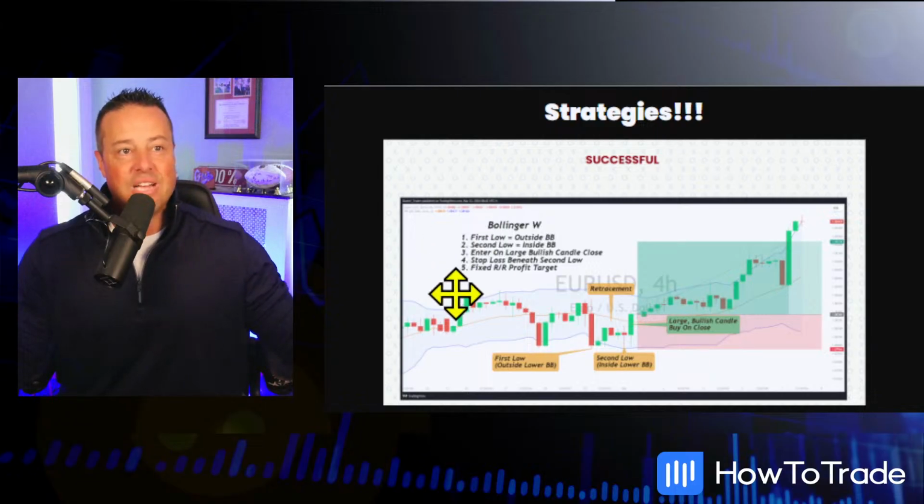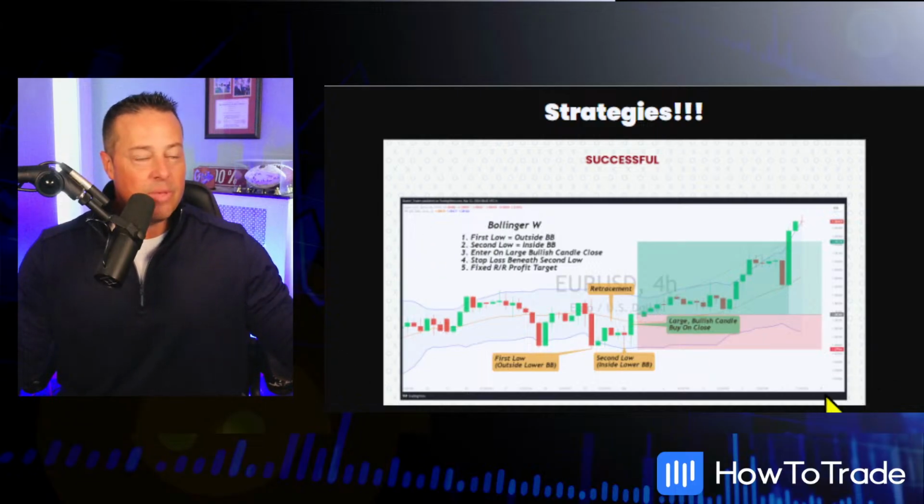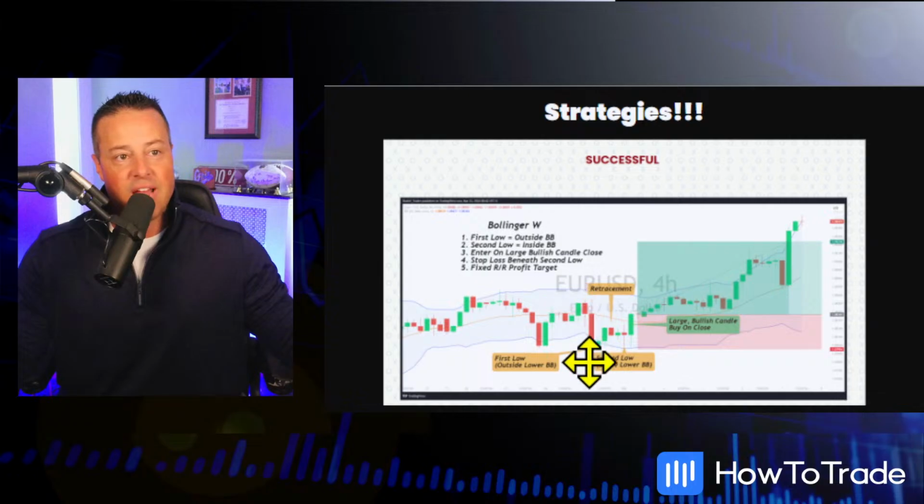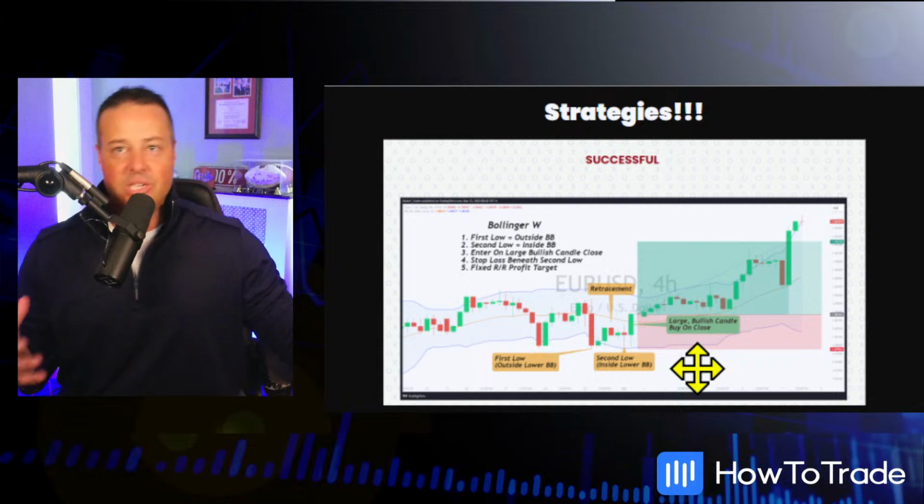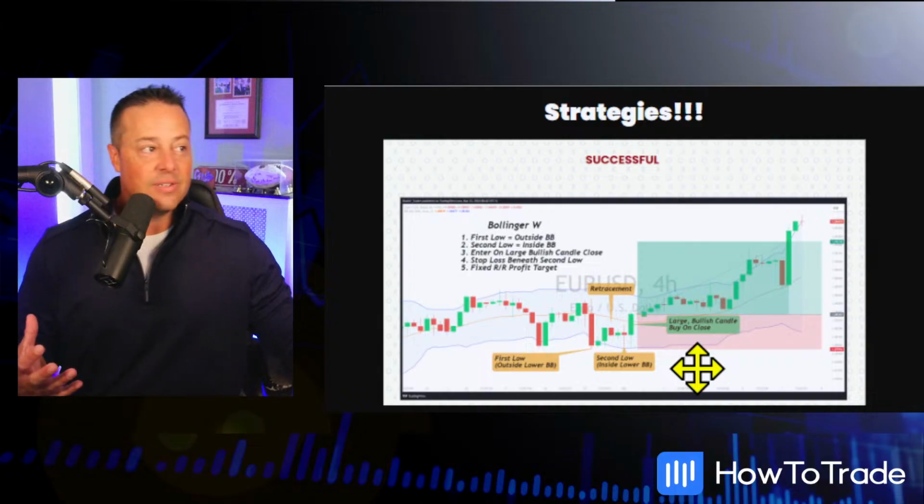So essentially, this is what a successful Bollinger W trade would look like. You would see right here, you have a nice move. You have a break outside of the lower Bollinger Band. Then you have a pullback, the second low, bang, and then what? Your big green candle, and you're looking to get in on a trade. Potentially these trades can be big winners. Are they high risk?